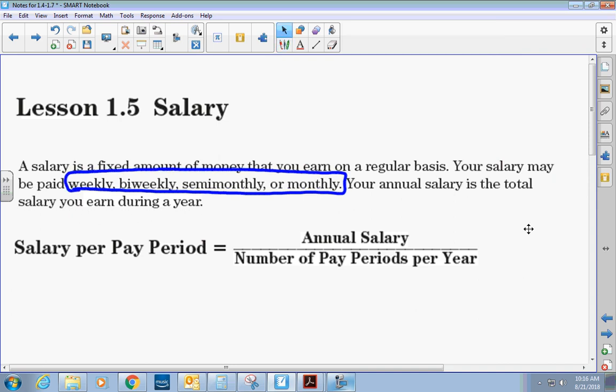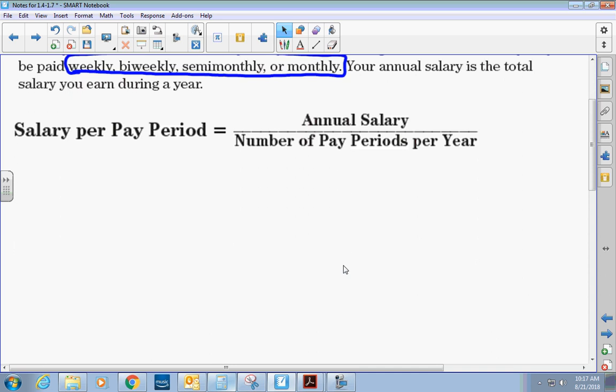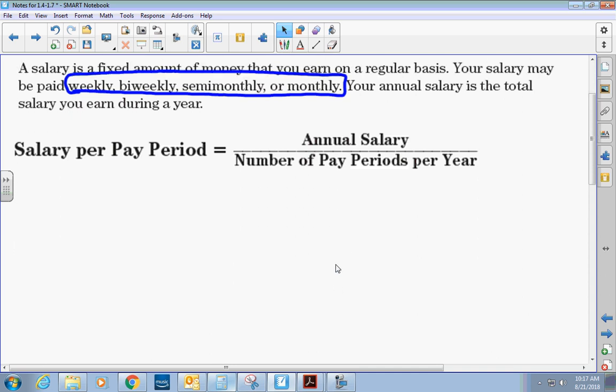The hardest thing to remember is how many weeks are in a year, and what bi-monthly or semi-monthly and bi-weekly mean. So your salary per pay period is your annual salary divided by the number of pay periods per year. I have to do this calculation to make sure that my paycheck is correct.